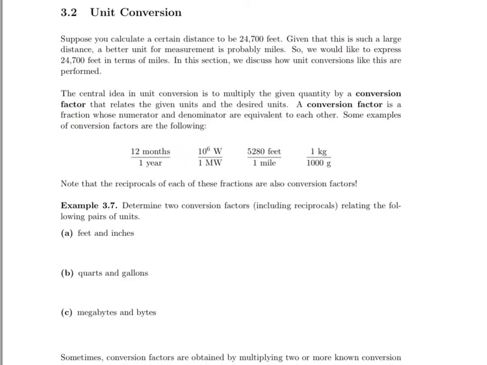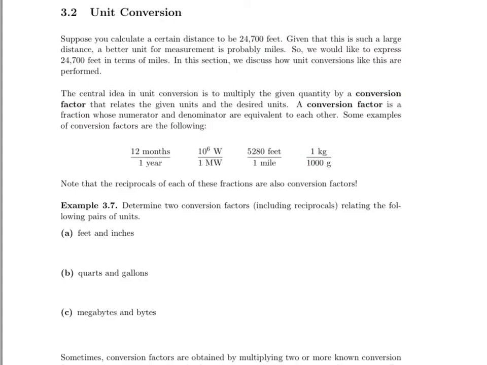Similarly, there are 10 to the 6 watts in 1 megawatt, so these are equivalent. So this is a conversion factor as well. Here, there are 5,280 feet in 1 mile, so these two measurements are equivalent. There are 1,000 grams in 1 kilogram, because remember, kilo means 1,000. So again, the numerator and denominator are equivalent to each other.